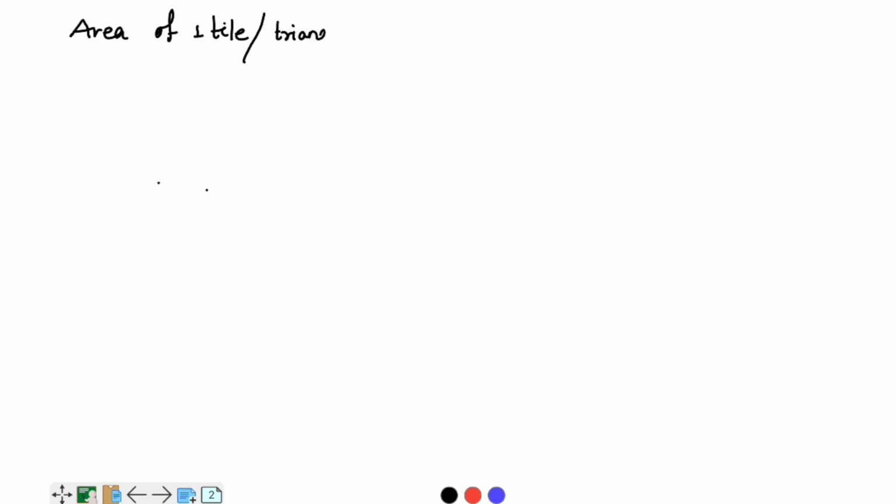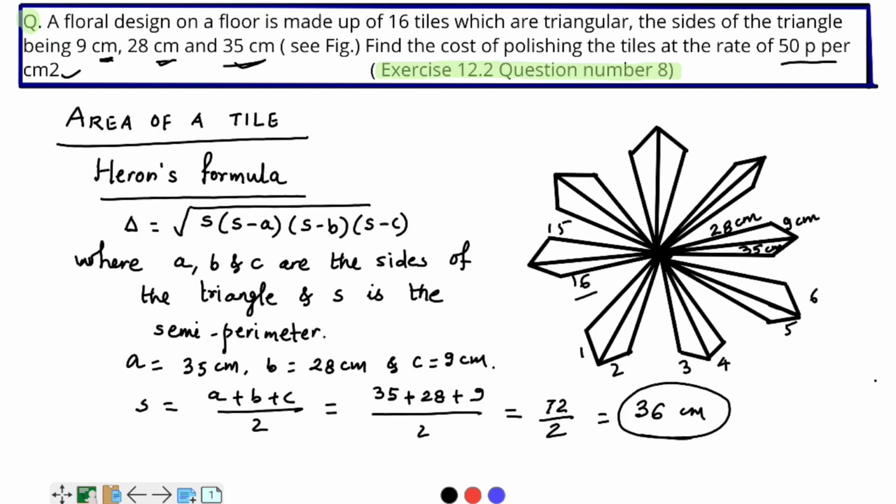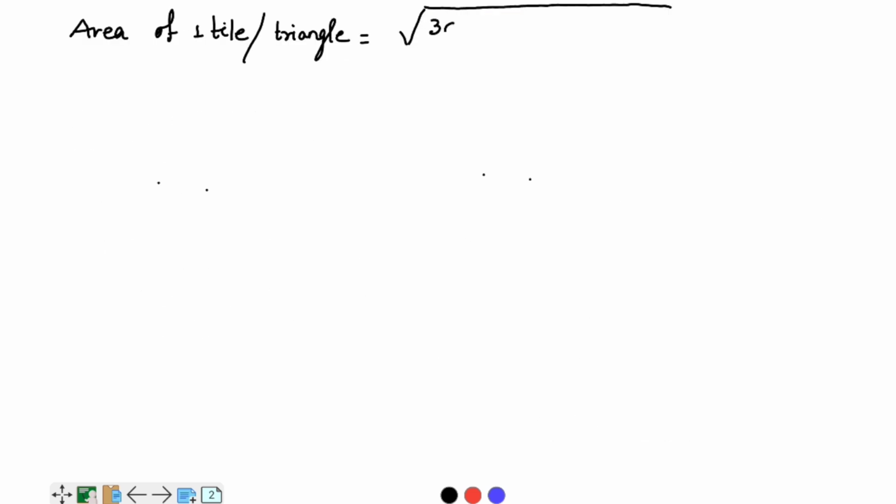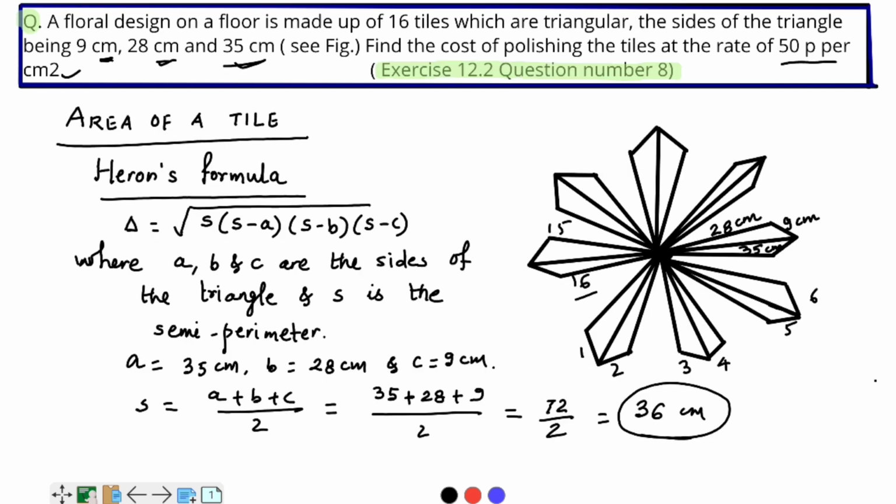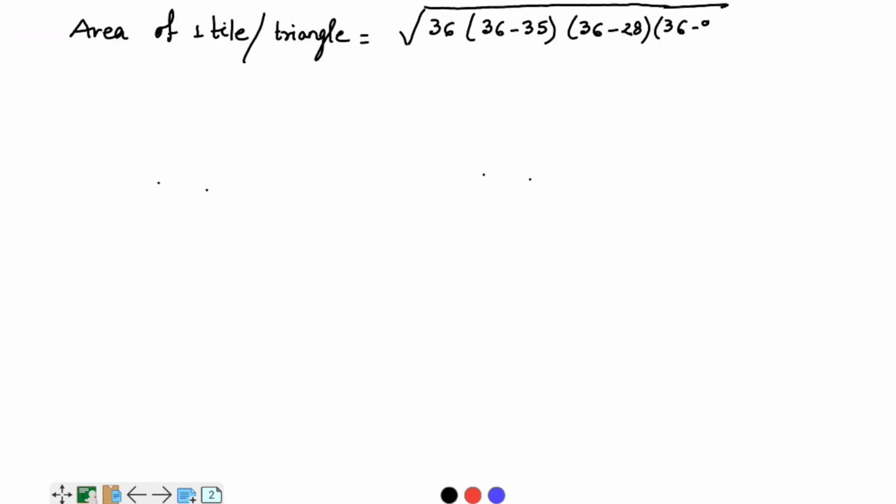Area of a tile or one triangle equal to how much? Equal to root over s. S is how much? Our s is 36. 36 multiplied by 36 minus 35, multiplied by 36 minus 28, and 36 minus 9. So how much it comes out? That is equal to root over 36 multiplied by 1 multiplied by 8, and here 27.